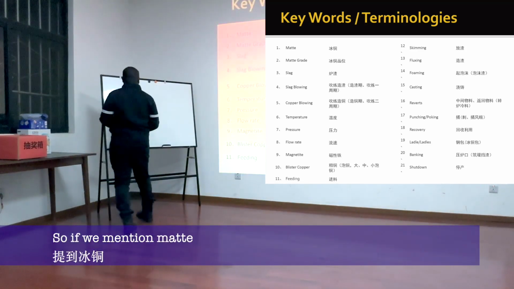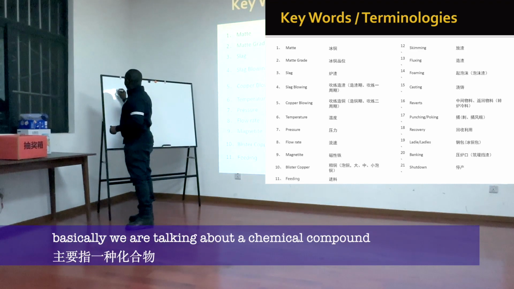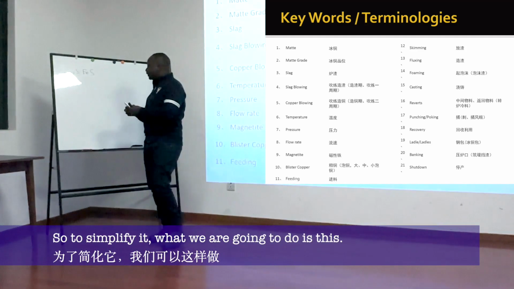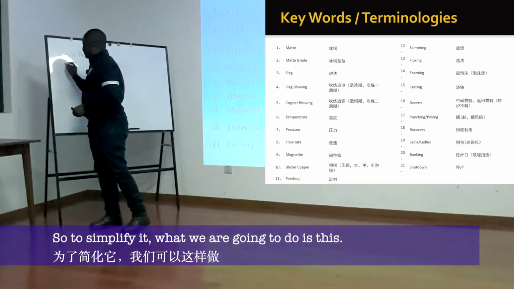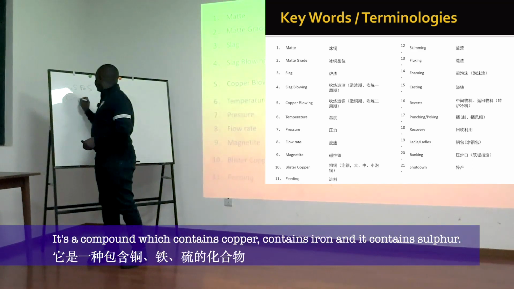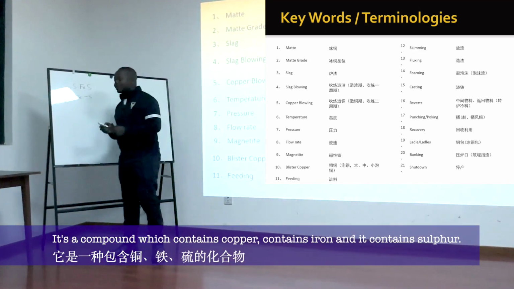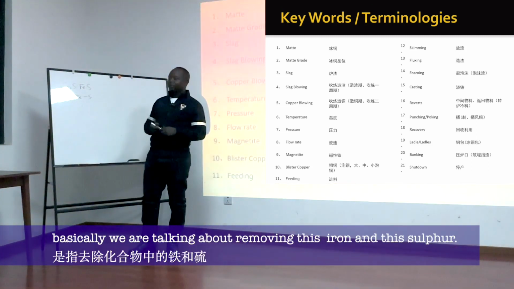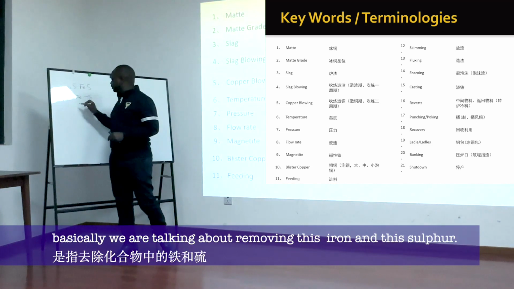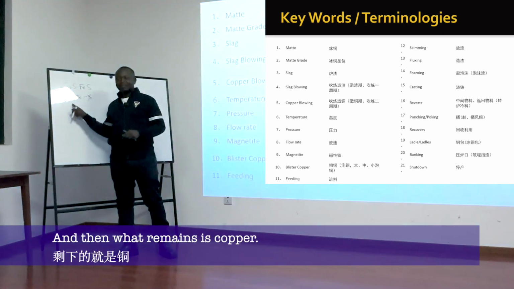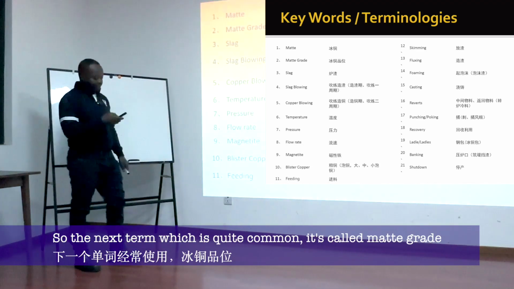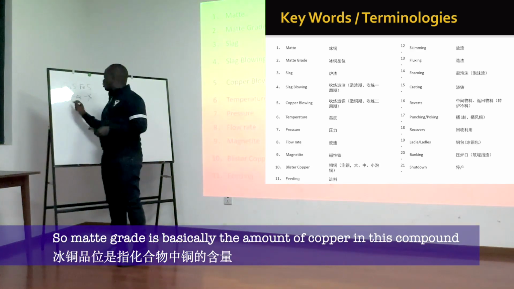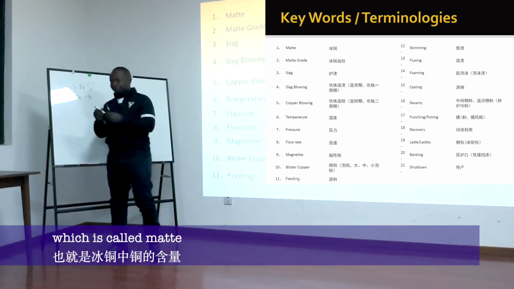If we mention matte, basically we're talking about a chemical compound called copper sulfide, iron sulfide. To simplify it, it's a compound which contains copper, iron, and sulfur. If we say conversion of matte into blister copper, basically we are talking about removing this iron and this sulfur, and then what remains is copper. The next term, which is quite common, is called matte grade. Matte grade is basically the amount of copper in this ore compound, which is called matte.